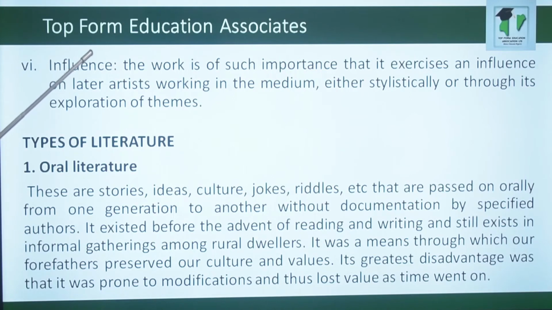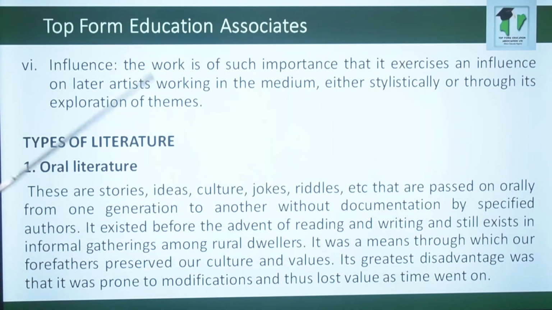Now, having seen the features of literature, let us go to the types of literature. We have 2 main types of literature. The first one is oral literature. These are stories, ideas, culture, jokes, riddles, etc. that are passed on orally from one generation to another without documentation by specified authors.